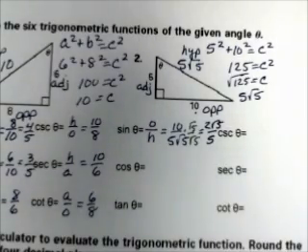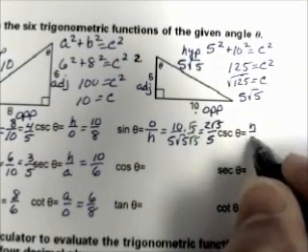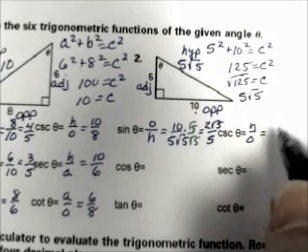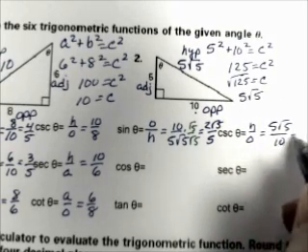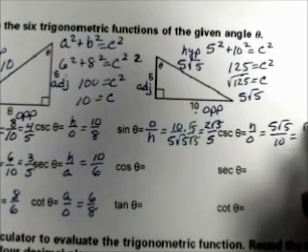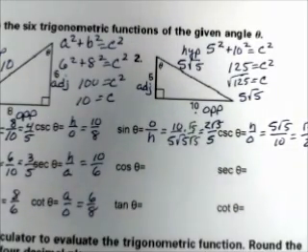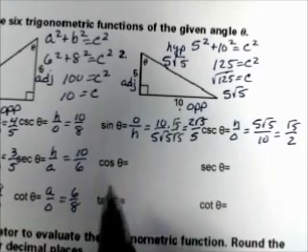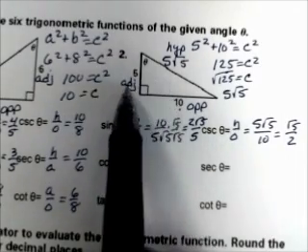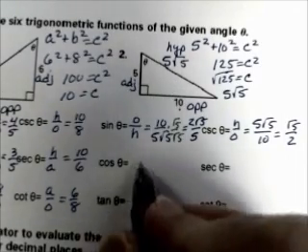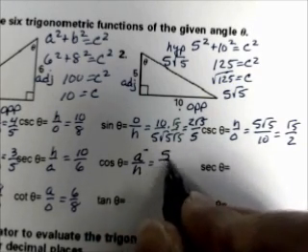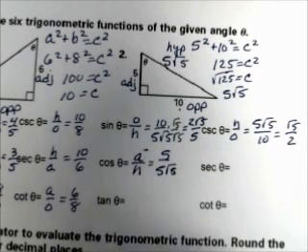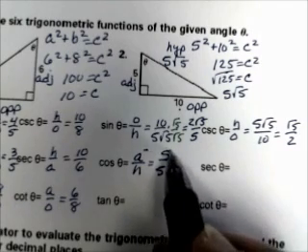Cosecant is hypotenuse over opposite, the reciprocal of sine. So that'll be 5 square root of 5 over 10, which we can simplify to square root of 5 over 2. Cosine, adjacent over hypotenuse, 5 over 5 square root of 5. These are going to reduce.